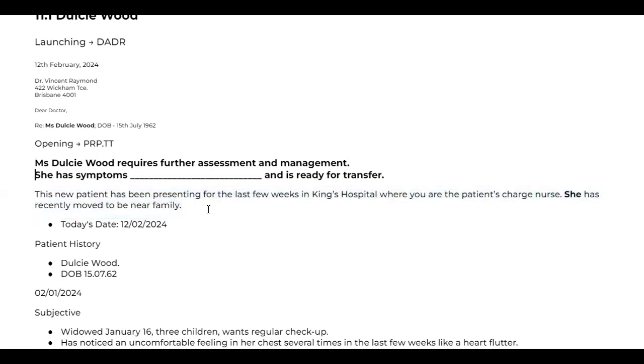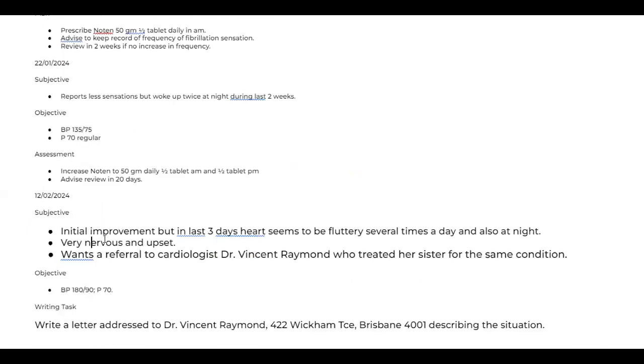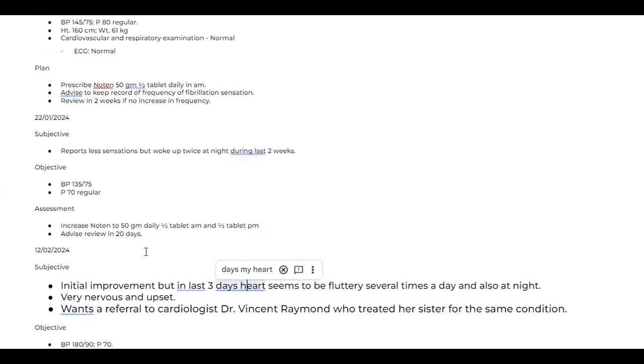Now, look at this one. Miss Dulcie Wood. She has symptoms suggestive of, what is this? What are you going to write here? Somebody please tell me. What is the last condition that she is having? Heart-related complications, right? Everything is heart-related. And her sister was also treated for the same condition. Cardiac, can we say cardiac complications? Possible cardiac complications?